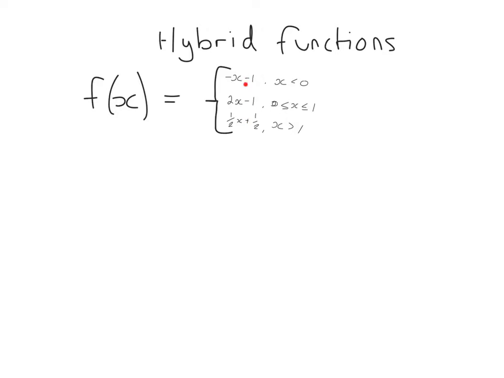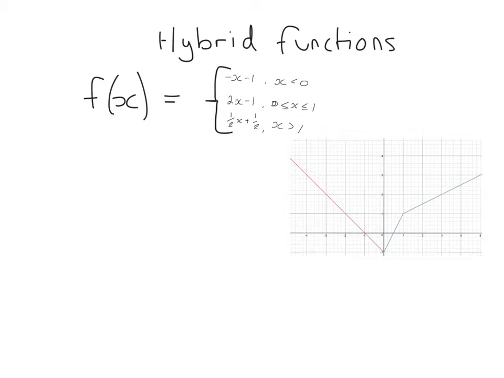This one has 3 parts, and you'll notice that I've specified a domain for each section. All right, so the first section is a negative linear graph only when x is less than 0. The second section is a positive linear graph when x is between 0 and 1. And the third section is a slightly less steep linear graph only when x is bigger than 1. All right. This is an example of what it looks like.